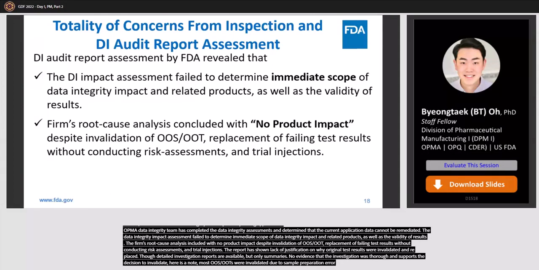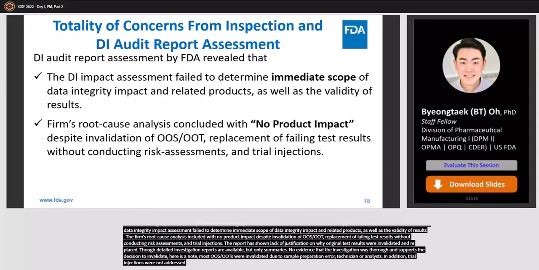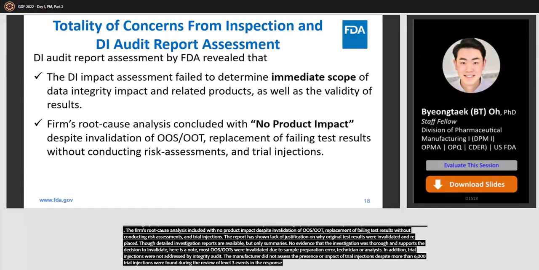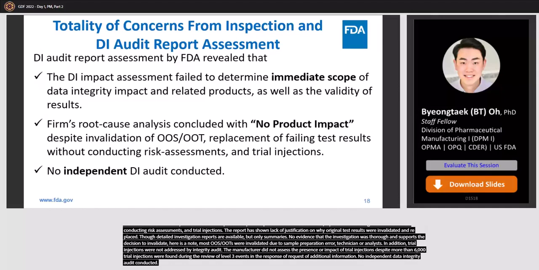In addition, trial injections were not addressed by the integrity audit. The manufacturer did not assess the presence or impact of trial injections, despite more than 6,000 trial injections being found during the review of laboratory events in the response to the request for additional information. No independent data integrity audit was conducted, therefore, the reliability of the report is considered low.